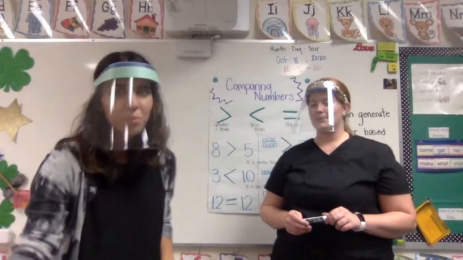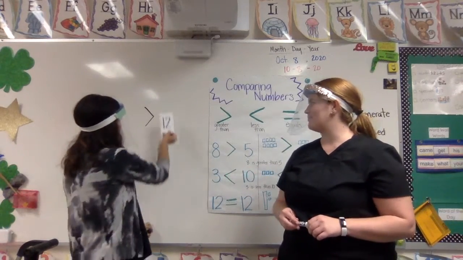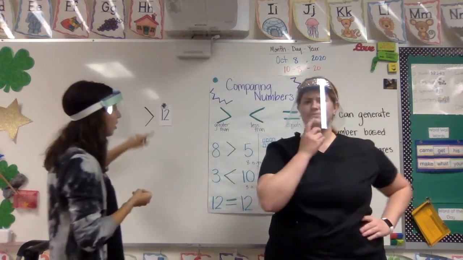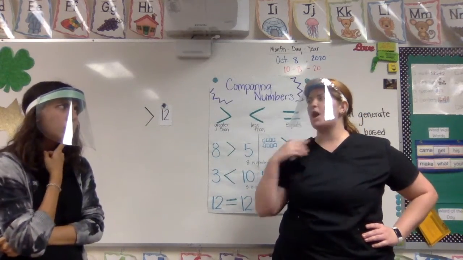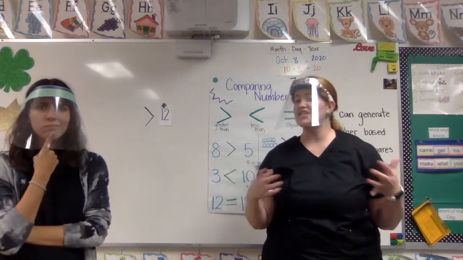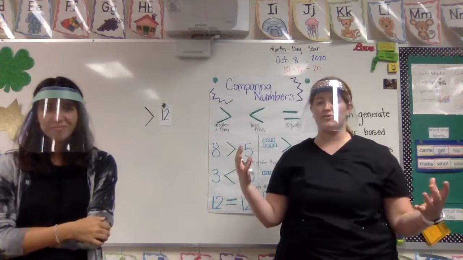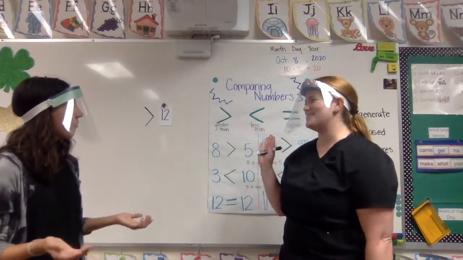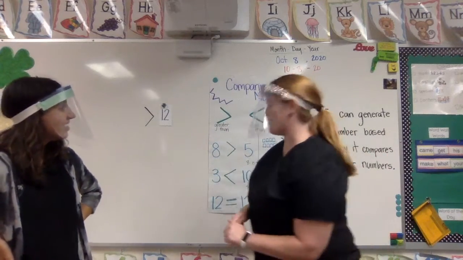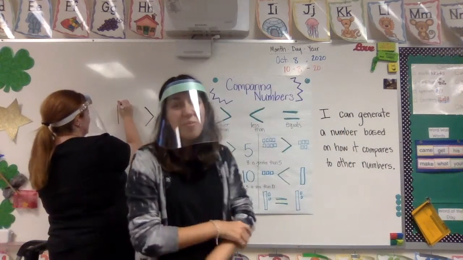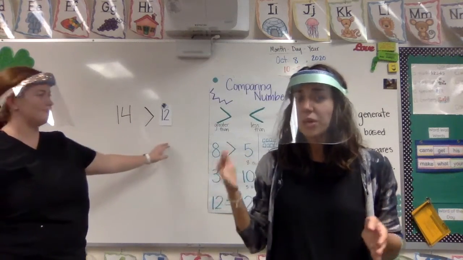So let's see. I'm going to pull the first card. I have the number 12. Good job. So we're going to try to come up with a number that would be greater than the number 12. A number that's greater than 12 is going to be any number that has more value, anything bigger than 12. I know one, Miss Lestico. What is it? A number that's bigger than 12? 14. Good job. I'm going to put 14. So remember, we're working on numbers in the teens right now, so we're not going past 20.